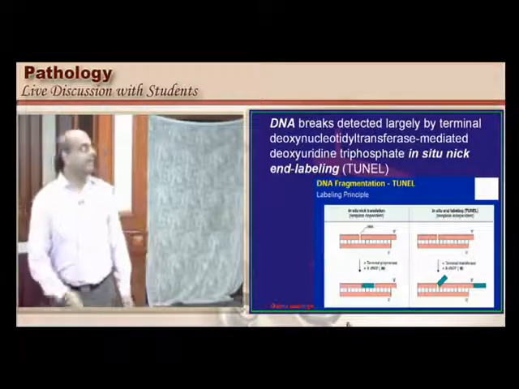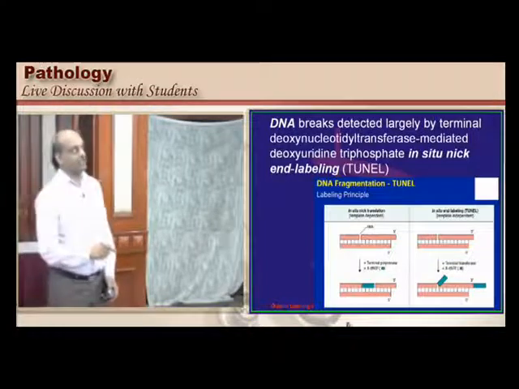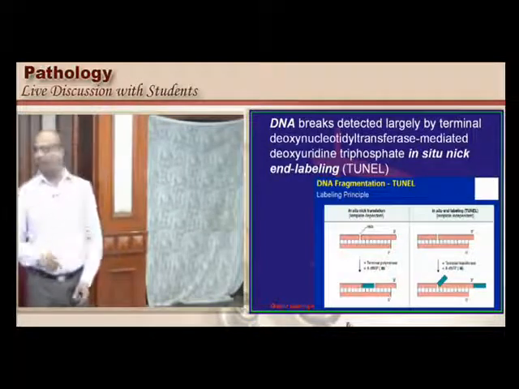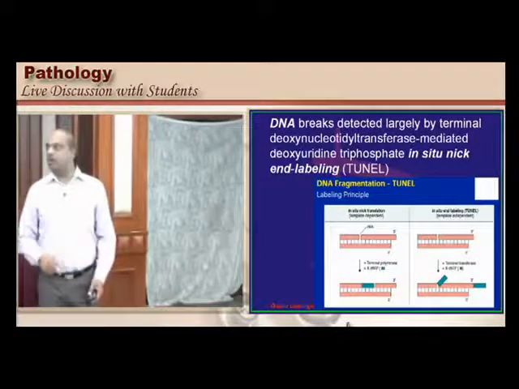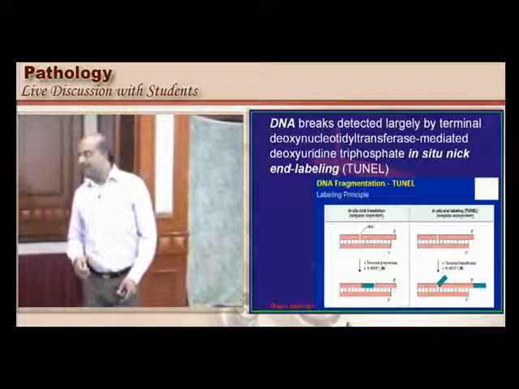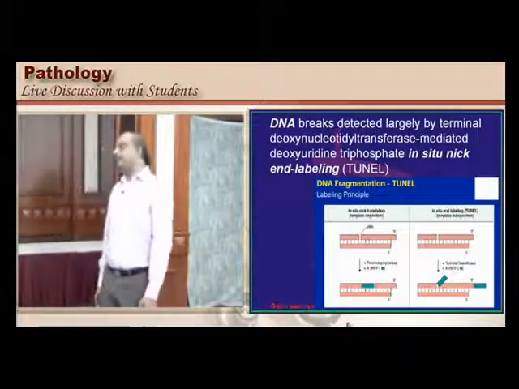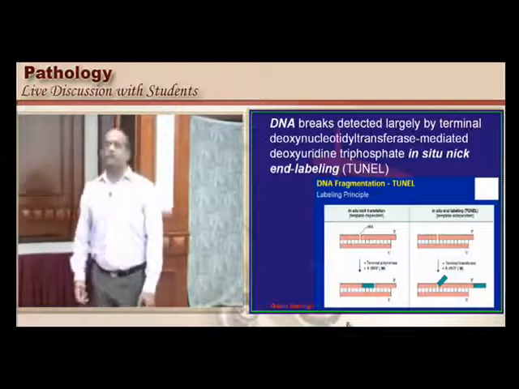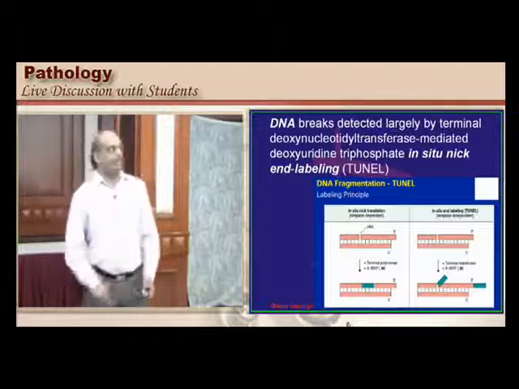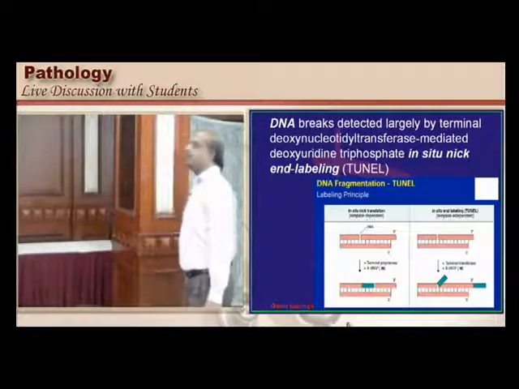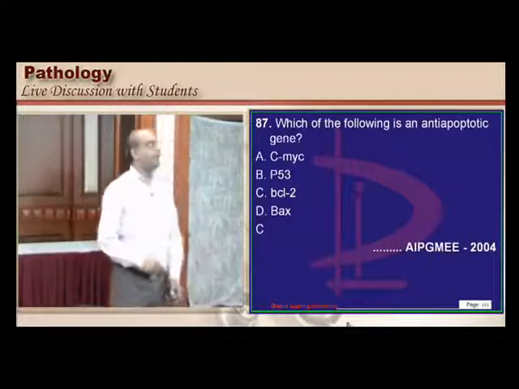How can you do that? We detect the DNA breaks by terminal deoxynucleotidyl transferase mediated deoxyuridine triphosphate in situ nick end labeling, called TUNEL, a technique by which you can assay the degree of DNA fragmentation and identify the cells which are bound to undergo apoptosis. That is what needs to be remembered. Now we come to a very important question: which are the anti- and pro-apoptotic genes?